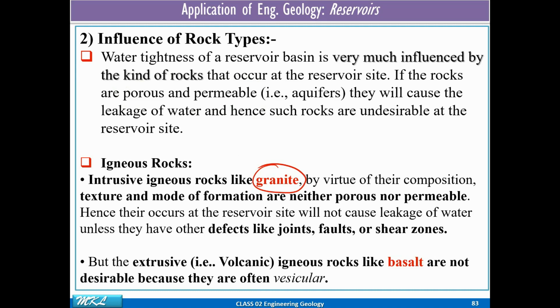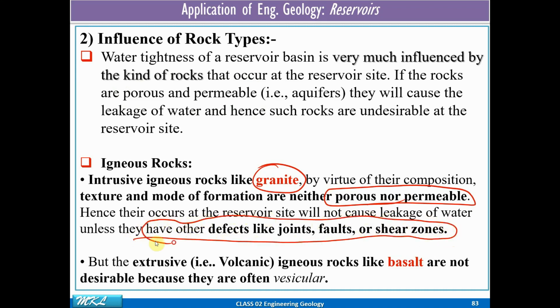Because by virtue of their texture and the mode of formation, they are not porous or permeable. They are neither porous nor permeable, and their occurrence at the reservoir site will not cause leakage of water unless, this is the structural geological factor, they have defects like joints, severe faulting or shear zones. On the other hand, मैंने बोला था कि इसका पोरोसिटी परमेबिलिटी कम होता है.